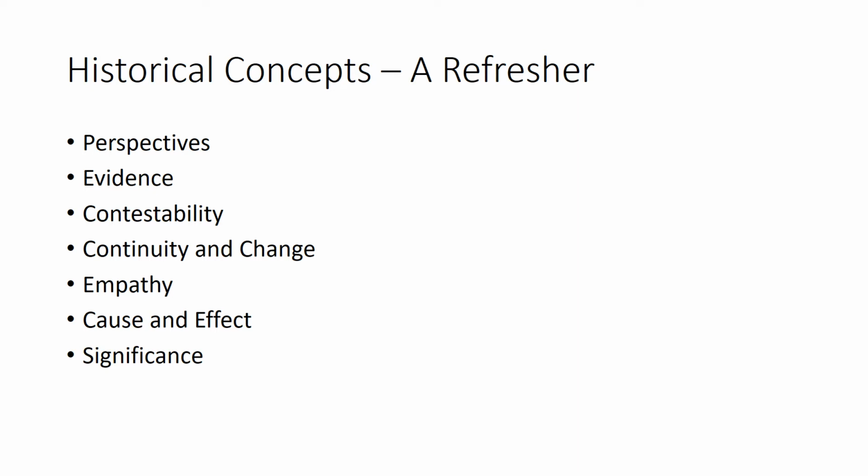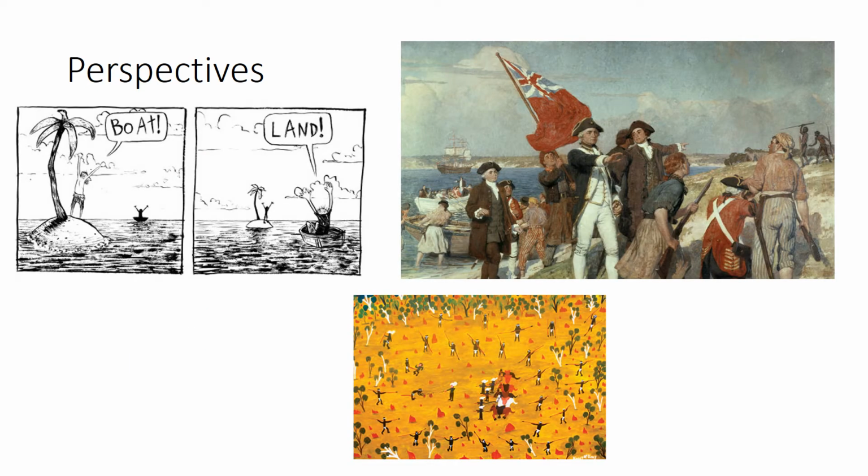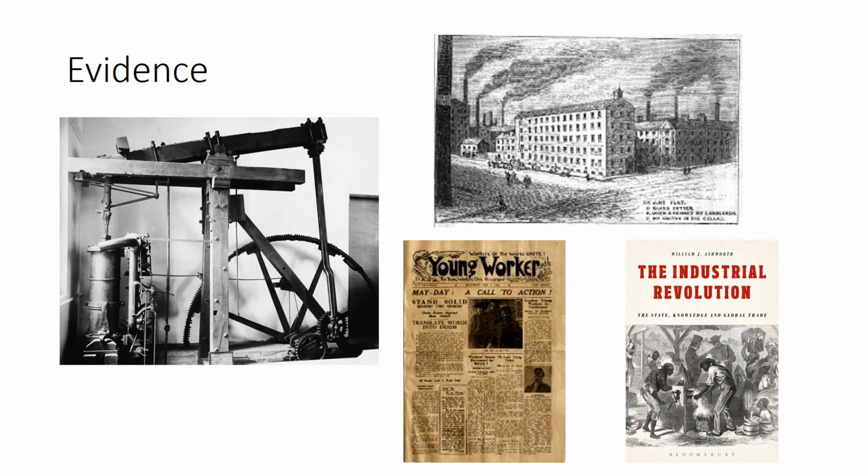So we'll start this unit by looking back at the 7 historical concepts. Perspectives: the concept of perspectives refers to the point of view from which that part of history is explained or retold. Most people will have a different point of view, and the same can be said for historians on how different historical events occurred. The concept of evidence is information gathered from historical sources. It is an essential part of historical inquiry.